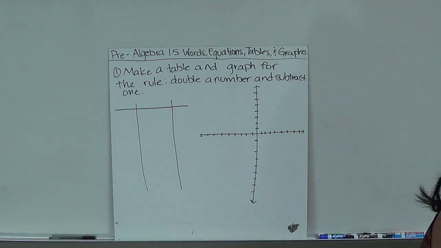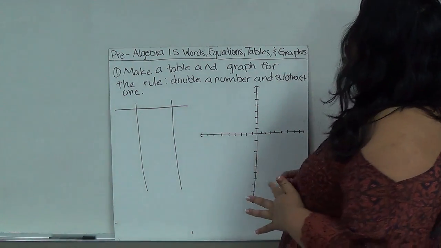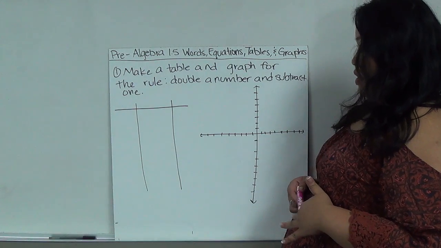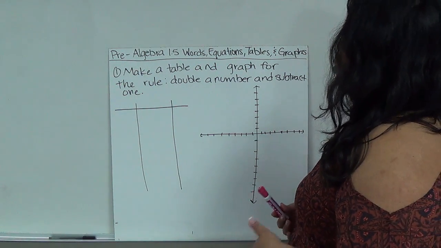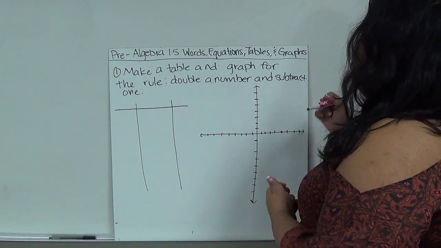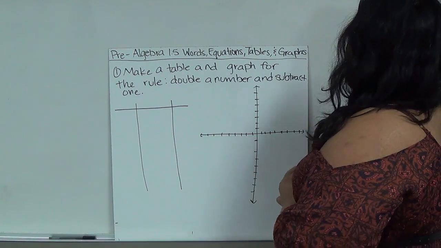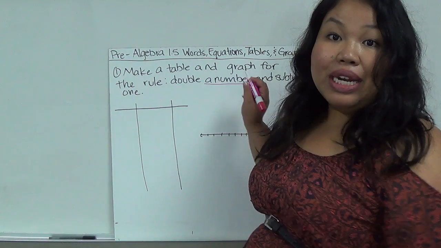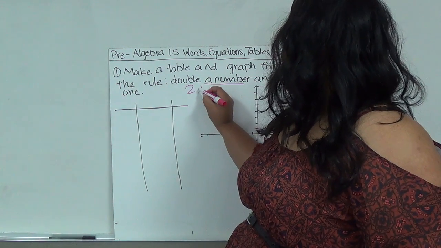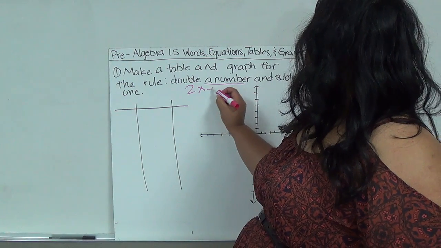In pre-algebra, section 1.5, we're dealing with words, equations, tables, and graphs. They're going to give us a rule. Make a table and a graph for the rule: double a number and subtract 1. A number would be an unknown. I'm going to double it, so it would be 2x, and then subtract 1 would be minus 1.